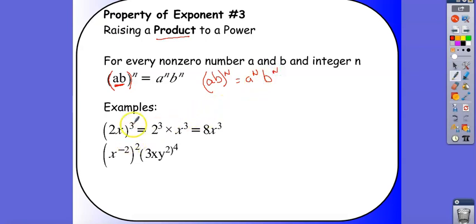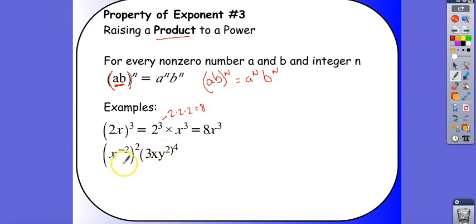Let's do some examples. If you have 2 times x, it's in parentheses, cubed, that means the 3 goes on the 2 and on the x. 2 cubed is 2 times 2 times 2. It's an 8. And x cubed. I don't want to see 6's here. This is the same thing as 2 times 2 times 2. It's 8. It's not 2 times 3.